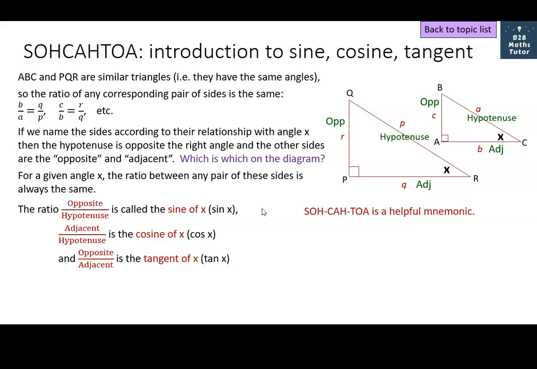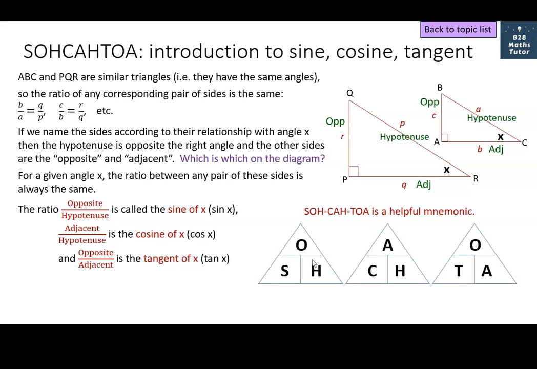And a helpful way to remember this is this SOHCAHTOA that I mentioned at the beginning. Sine is opposite over hypotenuse, cos of the angle is adjacent over hypotenuse, and tan of the angle is opposite over adjacent.